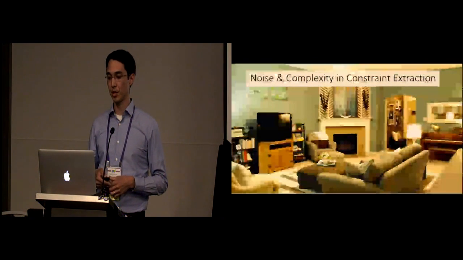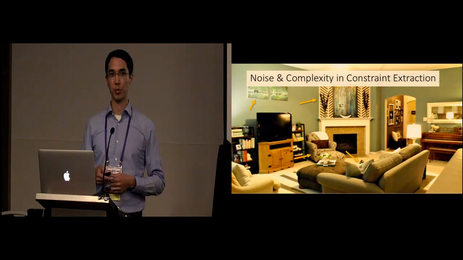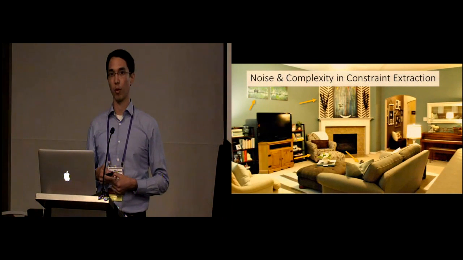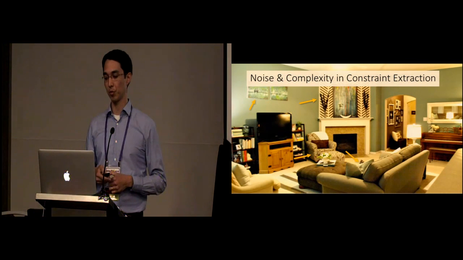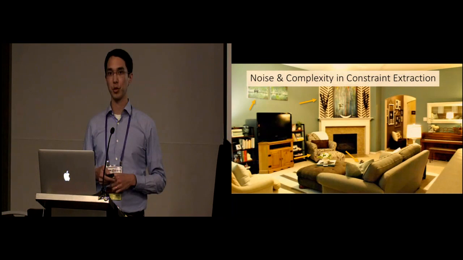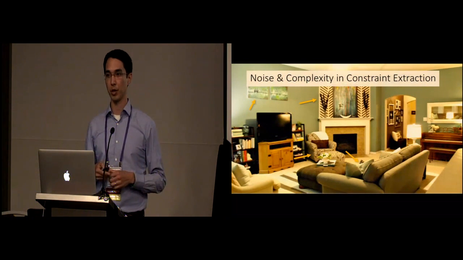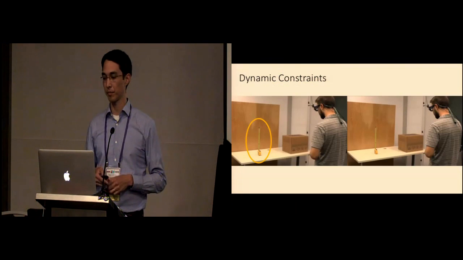Noise and complexity in the constraint extraction. The sensor might have some noise. This environment is very complex. So one potential solution would be to have some user-in-the-loop disambiguation. So future SnapToReality systems need to design how they extract these constraints with this in consideration.